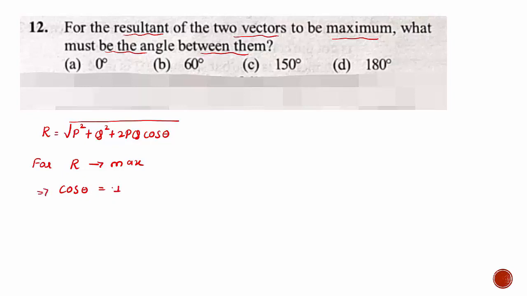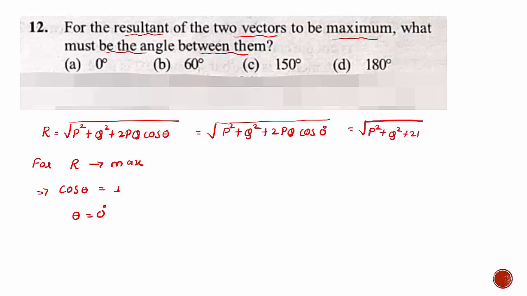Cos theta equal to 1 means what is the value of theta? Theta should be 0 degree. Cos 0 is 1. Observe here: square root of P square plus Q square plus 2PQ cos 0. Cos 0 degree is how much? 1. So we will get the answer P square plus Q square plus 2PQ. So resultant is said to be maximum when the angle between them is how much? 0 degree. So option A is the right answer.